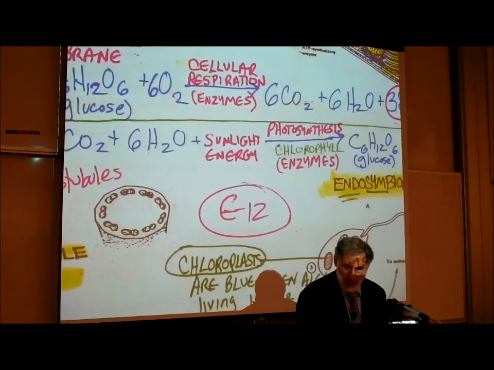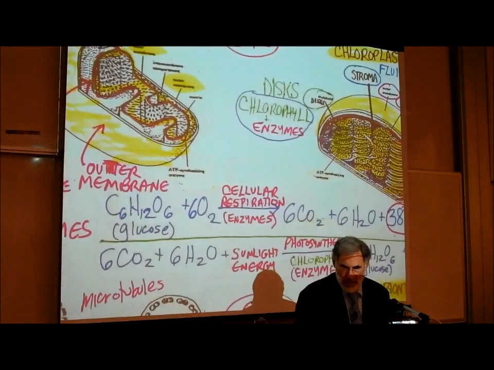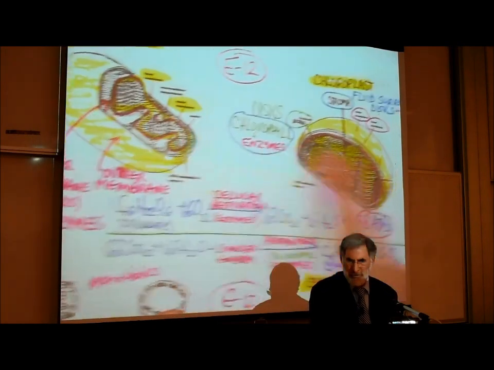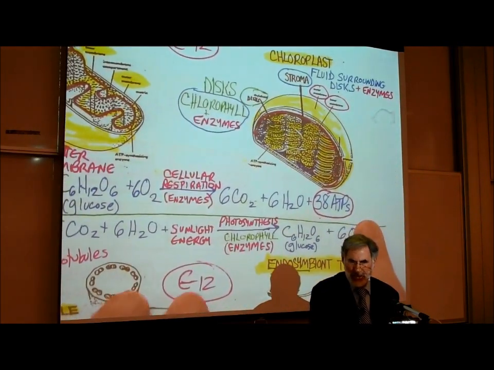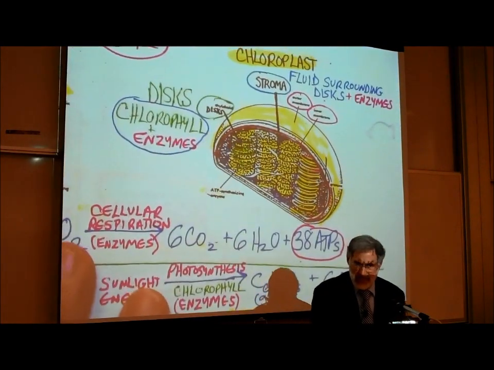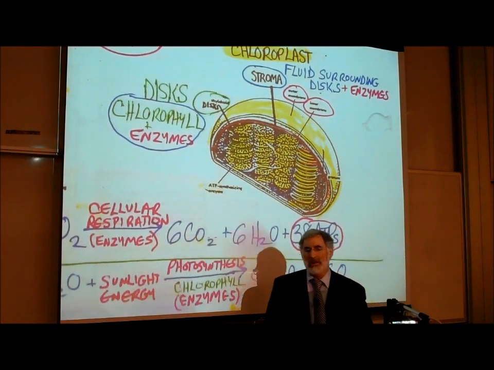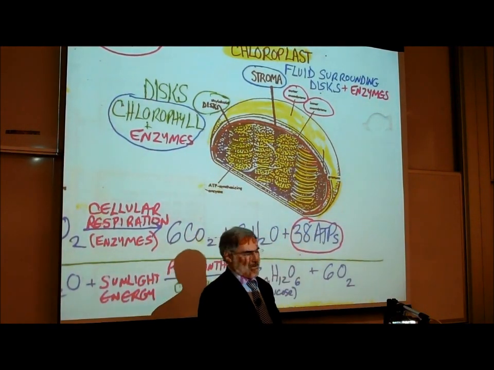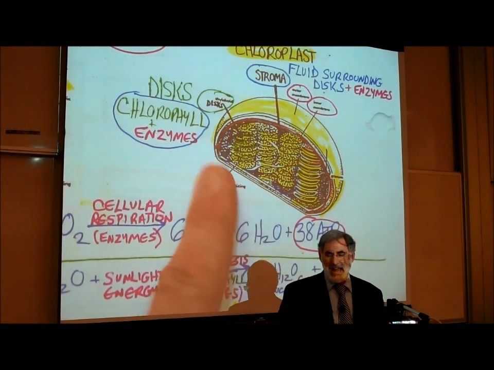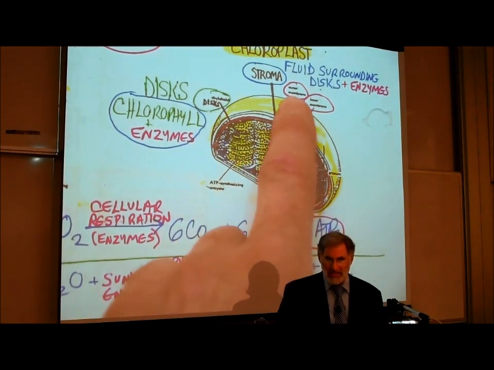So on page E12, at the top right, we had a mitochondria on the left, kind of a three-dimensional view, and on the right, we have a three-dimensional view of a chloroplast. Now, the reason why we've put the chloroplast right opposite the mitochondria is because there's some interesting similarities. Just like the mitochondria had an outer membrane and an inner membrane, so does the chloroplast. You'll notice it's labeled right here.